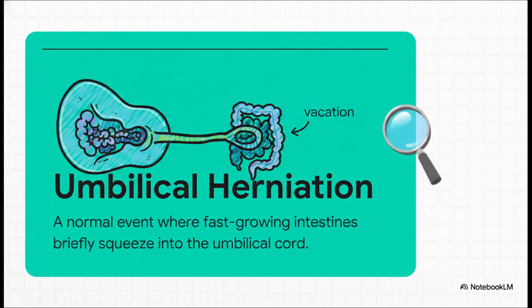So what to do? A section of the intestine actually squeezes right through the umbilical ring and out into the umbilical cord itself. No way, right? But don't worry, it's just a temporary vacation. By the end of the 3rd month, the intestines pack up and safely withdraw completely back into the abdominal cavity.